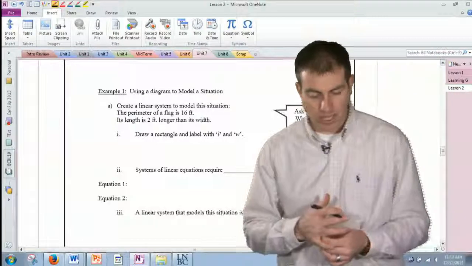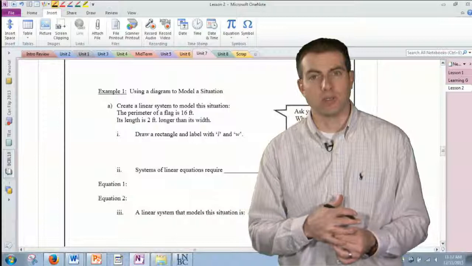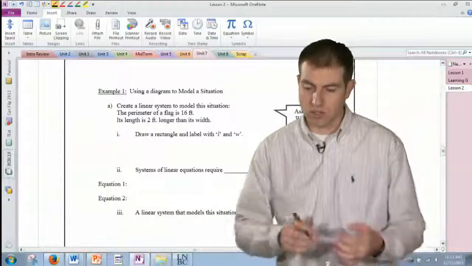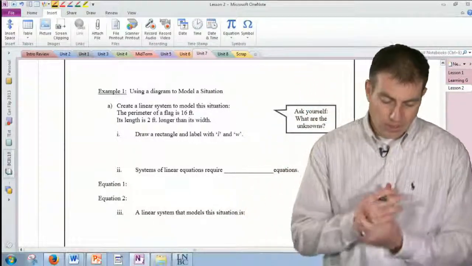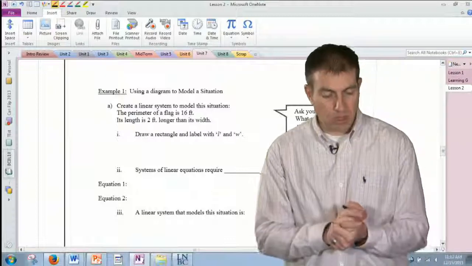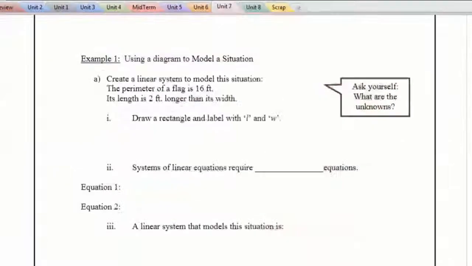Let's maybe look at the information we're given and just see if we can do it kind of a step at a time. So, using a diagram to model a situation. Create a linear system to model the situation. So you'd be given something like this here. The perimeter of a flag is 16 feet. The length of the flag is 2 feet longer than its width.